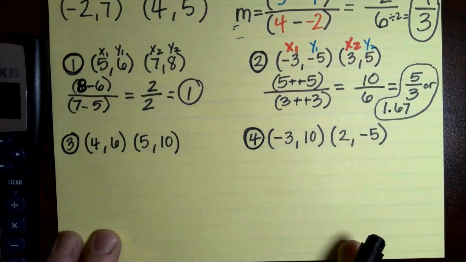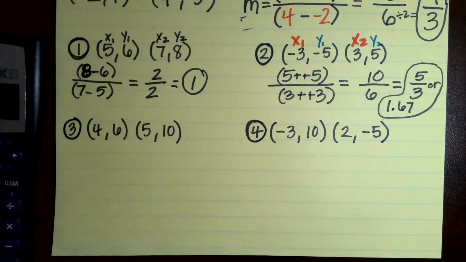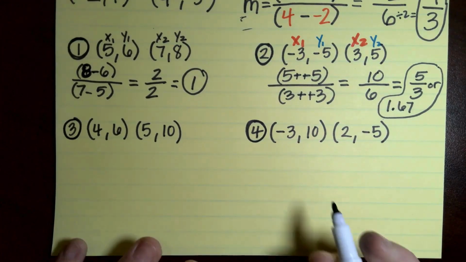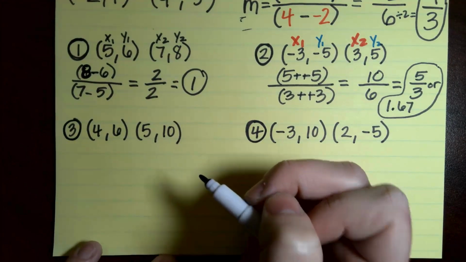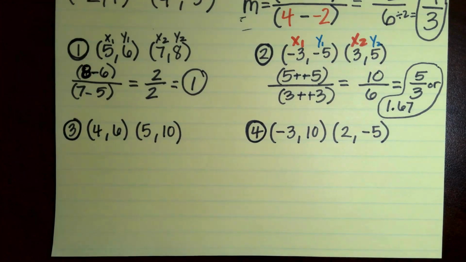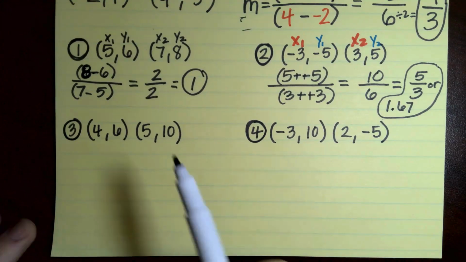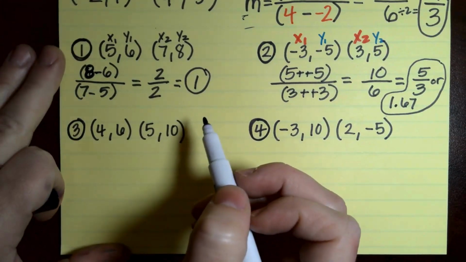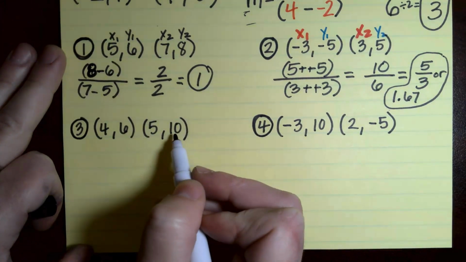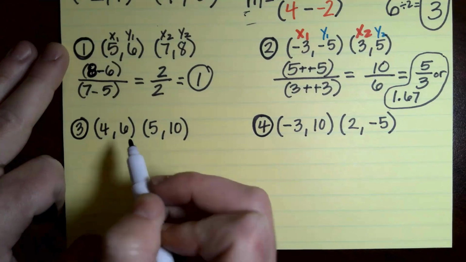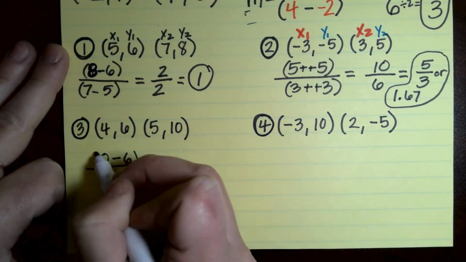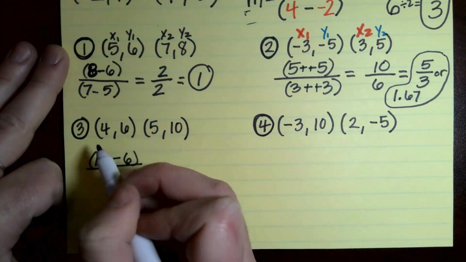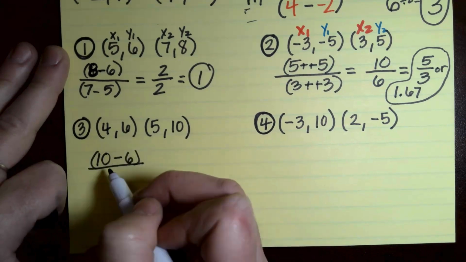Good. Okay, let's try number 3. What is the slope of number 3? What'd you guys get? 4? Anybody get something other than 4? Oh my goodness, y'all, this is wonderful. Let's double check just in case. I'm not going to label it this time because I think you guys can see it by now. So we've got y2 minus y1, so 10 minus 6 over x2 minus x1, so 5 minus 4.